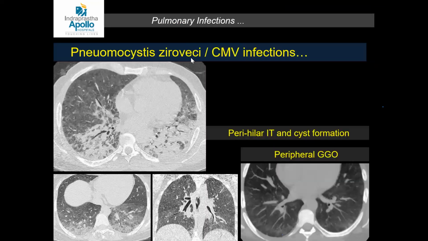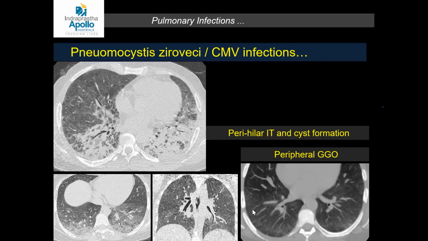Then pneumocystis, zero vacuum or CMV infection. So pneumocystis shows small cystic foci, lower lobe involvement, and interstitial thickening, as we can see here in this patient with pneumocystis carinii infection, also called zero vacuum infection, in HRCT.